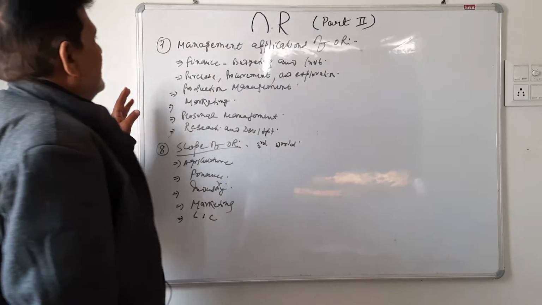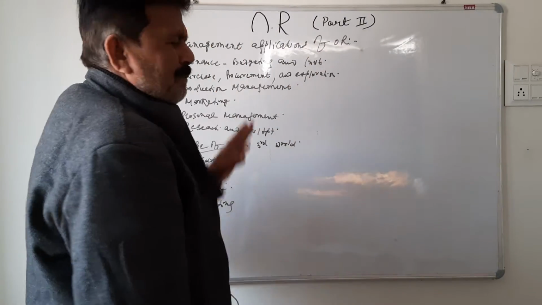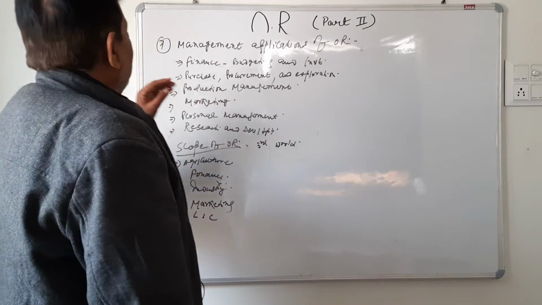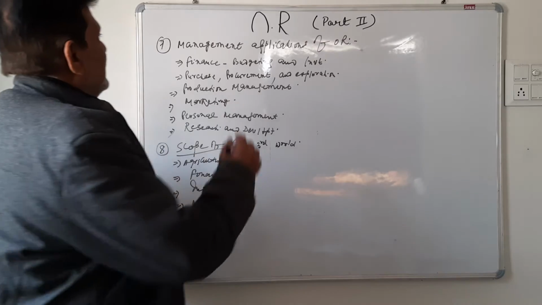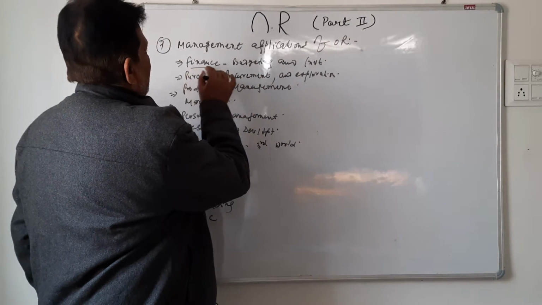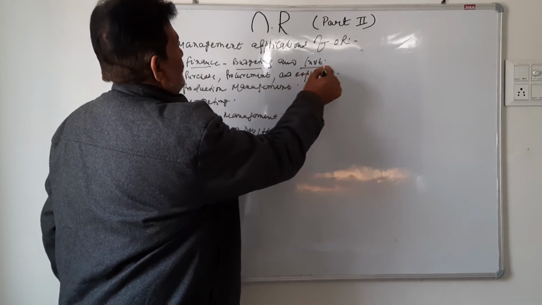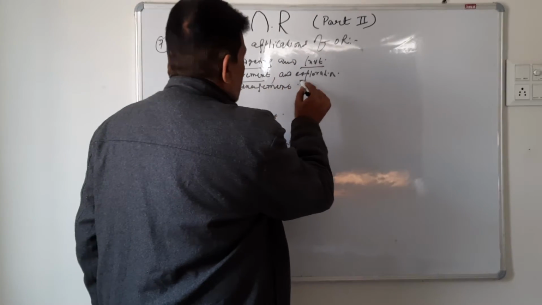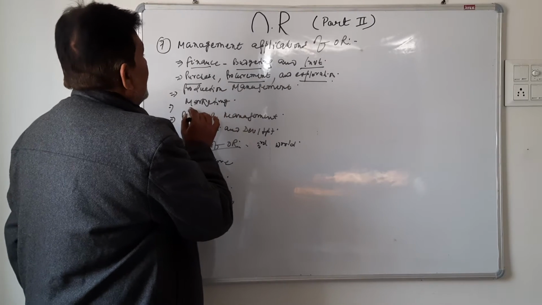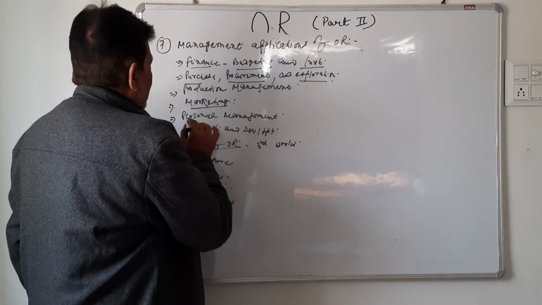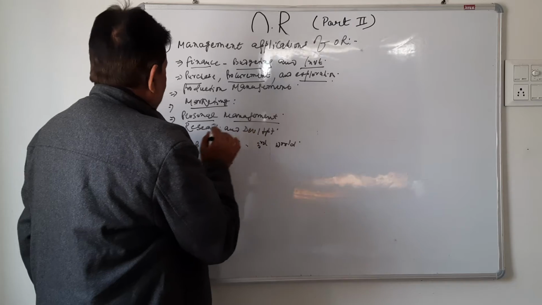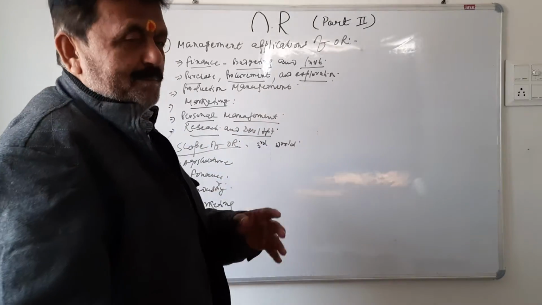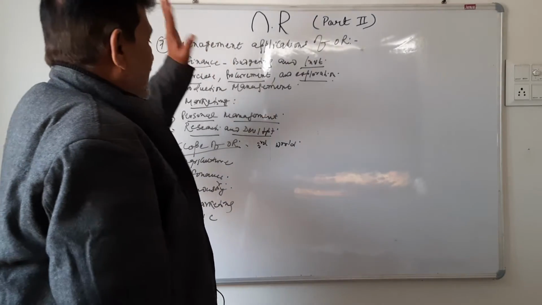Point number 7 is the management applications of OR. There is massive and immense use of OR in management and industries. To name a few, OR is used in finance, budgeting and investment. Secondly, purchase, procurement and exploration. Thirdly, marketing. Fourthly, personnel management. And finally, research and development. So OR has immense use in management.